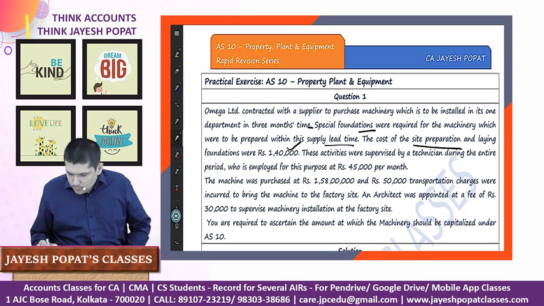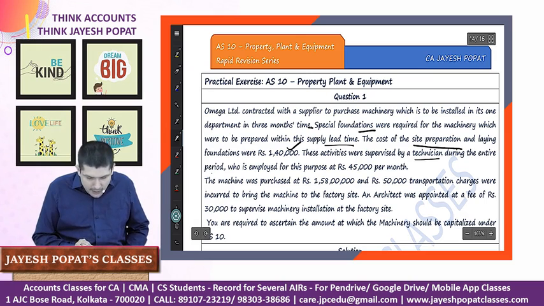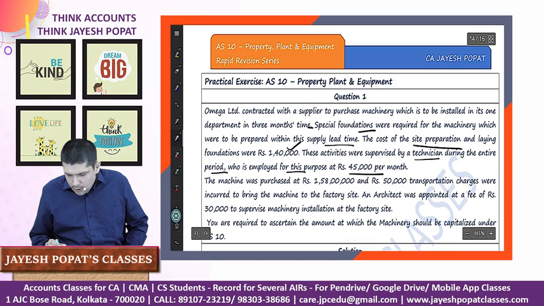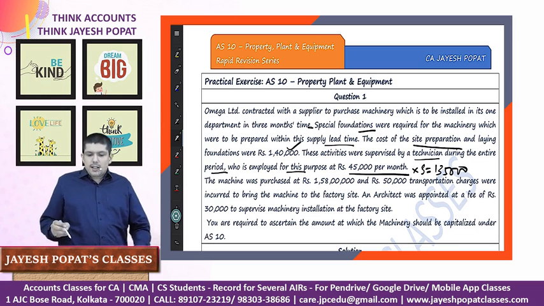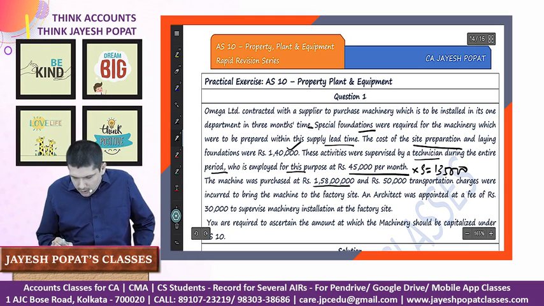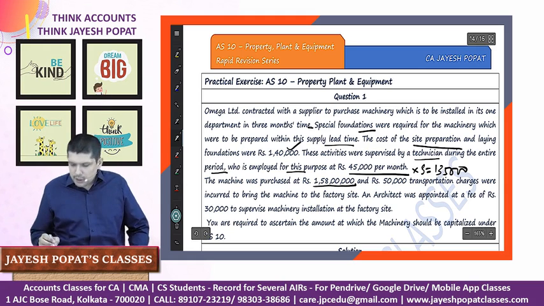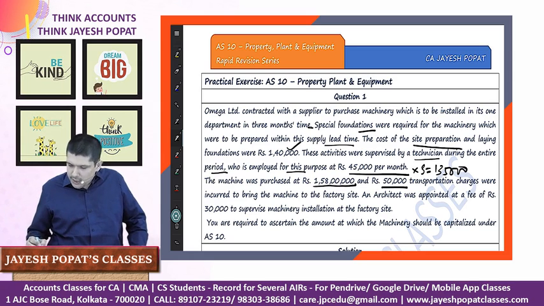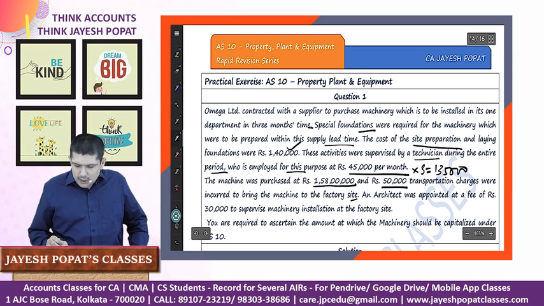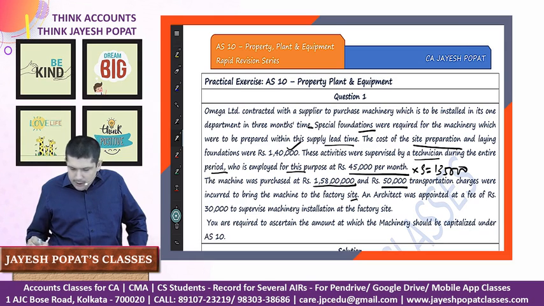These activities were supervised by a technician during the entire period of 3 months, who is employed for this purpose at 45,000 per month. So 45,000 into 3 months is the lead time. So 1,35,000 is incurred as salary to this technician. The machinery is purchased at 1,58,000. So this is basically a purchase price. And transportation cost will also be considered as cost of PP, directly attributable in bringing the machinery to the factory. An architect was appointed at a fee of 30.